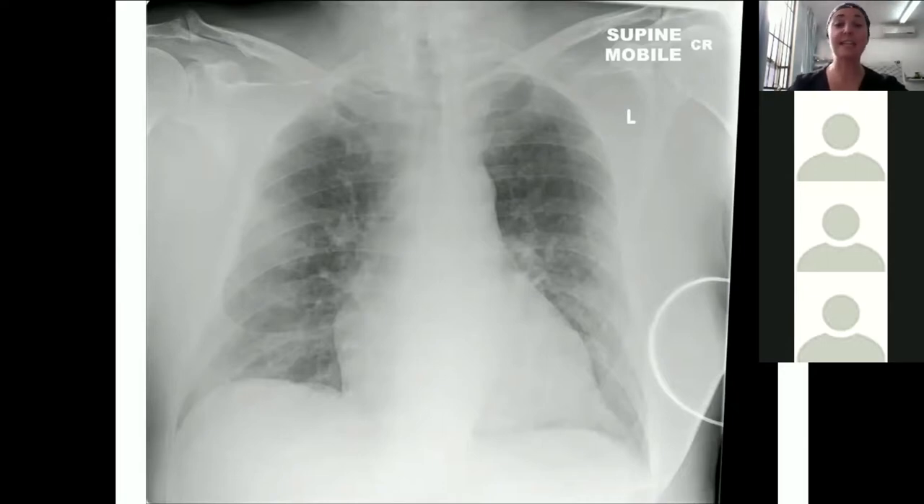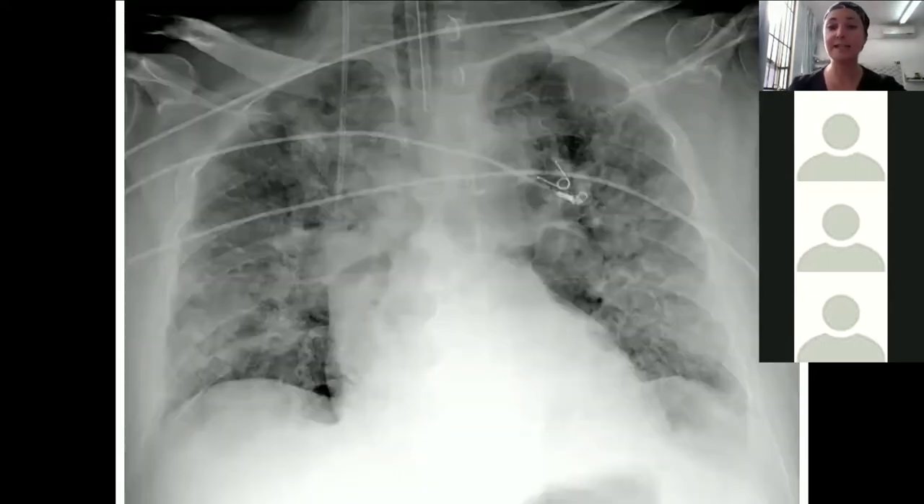The next X-ray is even more interesting. So let's say same patient, 3 days later. What I want to know is what can you see on this X-ray?